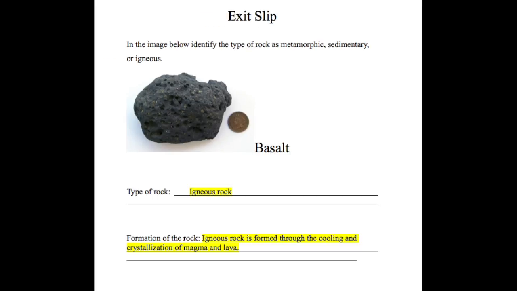Here we have the answer key to the exit slip. The rock is identified as igneous, and the formation of an igneous rock is through the cooling and crystallization of magma and lava. Two very simple, quick questions just so that I can get a better understanding of what students understood.